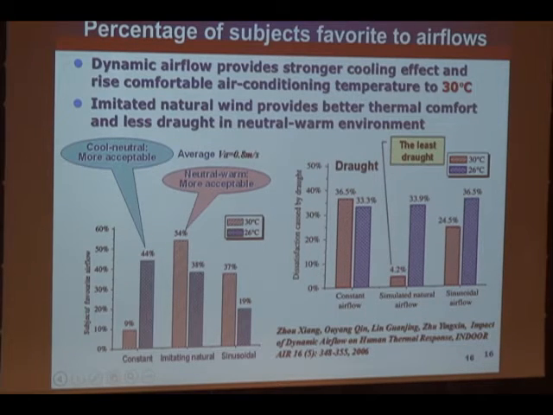About the draft, we found that in the high temperature environment, most people think the draft of the simulated natural wind is lowest. But in the neutral environment, they are not very different. So in this case, we also found that we can use natural wind to increase the air velocity, so we can increase the neutral temperature for the air conditioning environment, increase to 30 centigrade. The people also feel neutral.